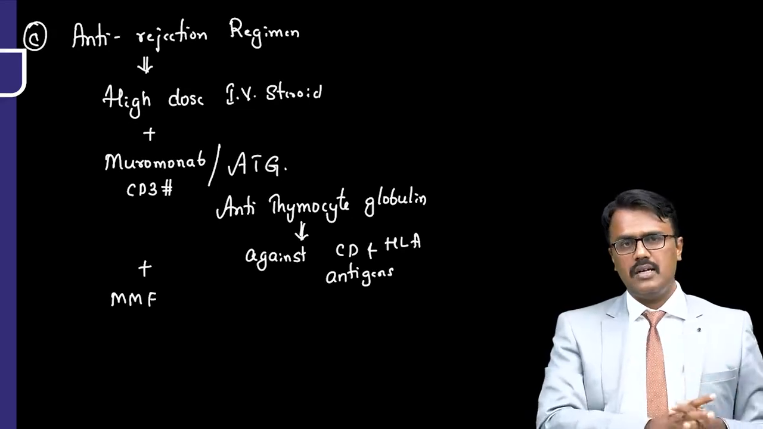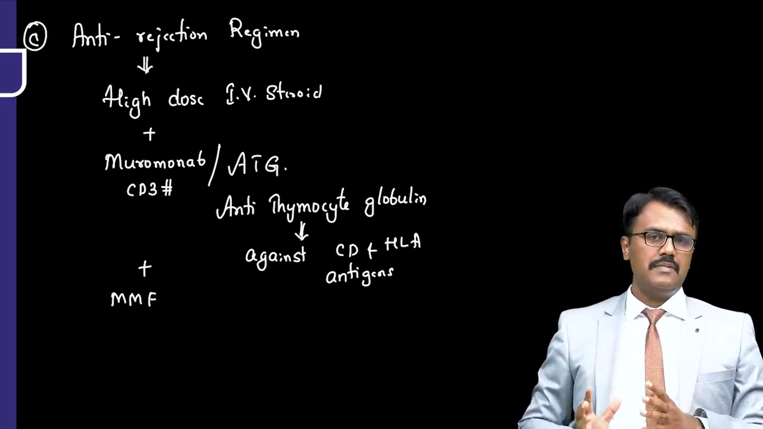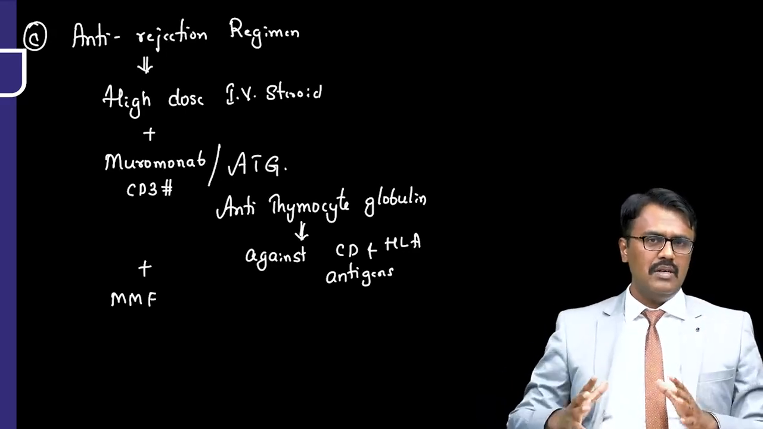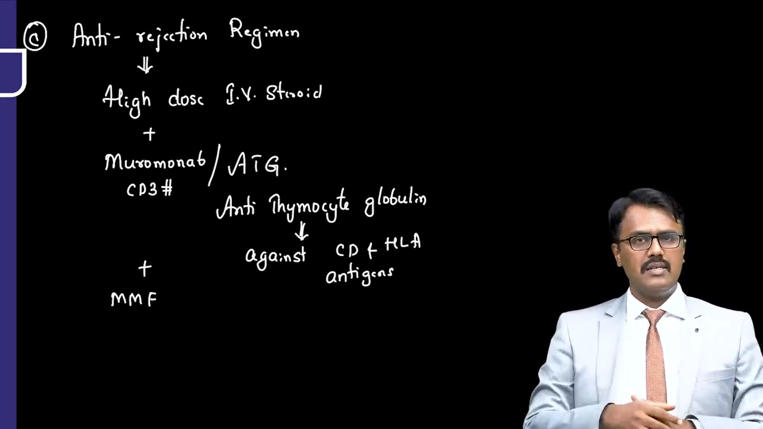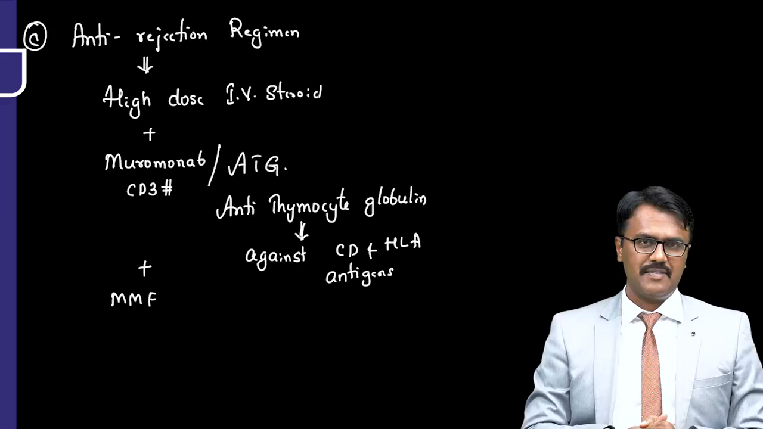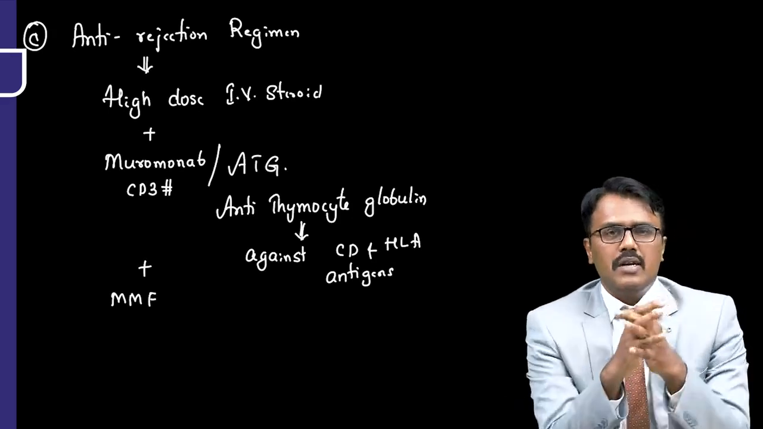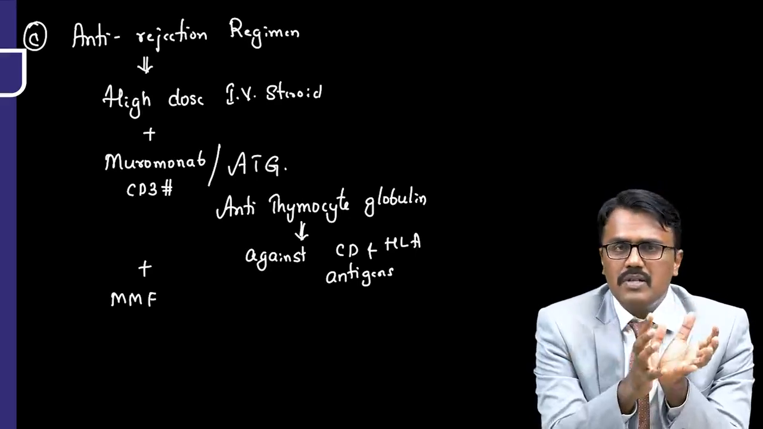Before starting the transplant, they have to start the induction regimen. Once the organ is there, the doses are lowered, and then we give it as the maintenance regimen. Sometimes acute organ rejection occurs, then we have the anti-rejection regimen. That is about immunosuppressants. I hope in this video you understood how to suppress immunity. I told you about immunostimulants and immunosuppressants.